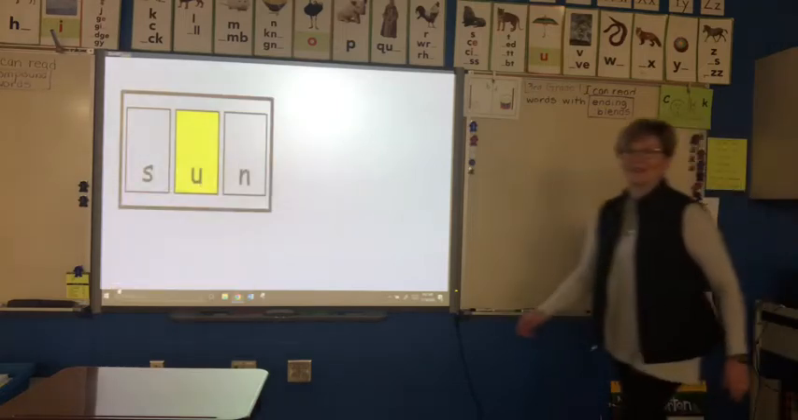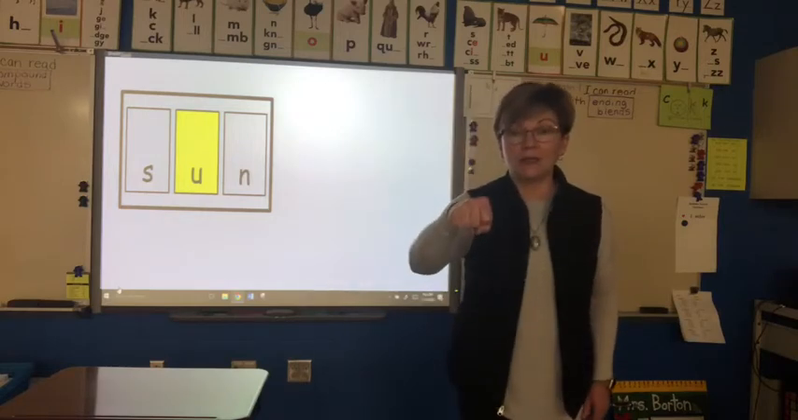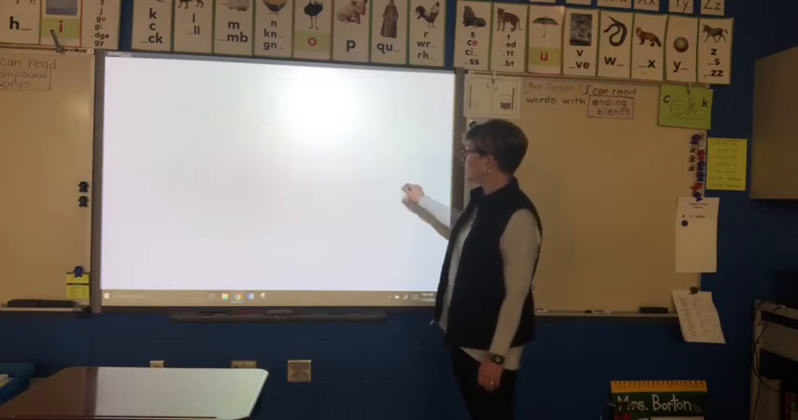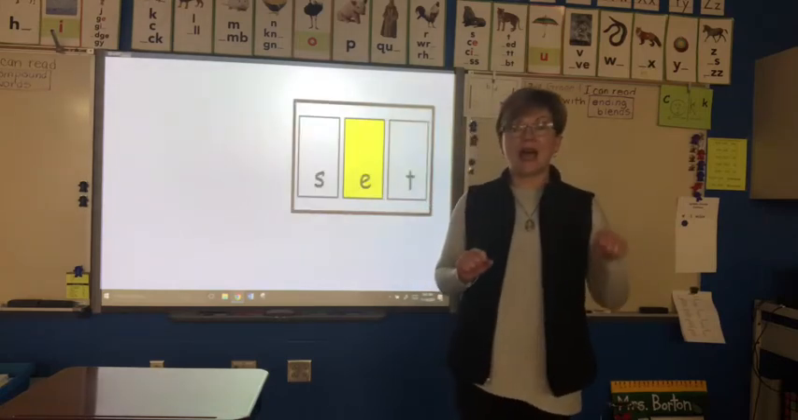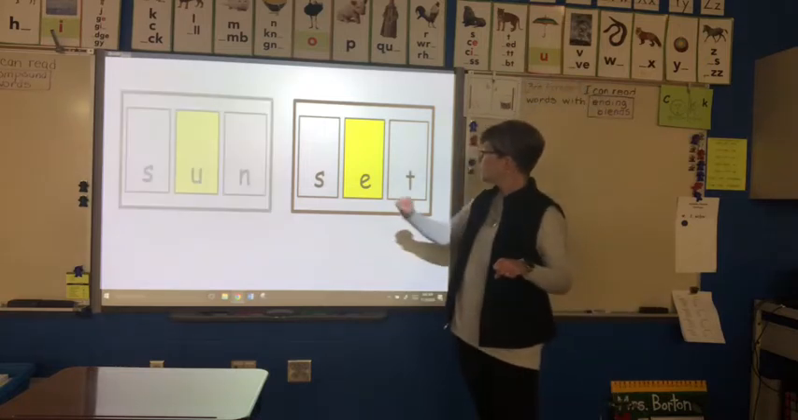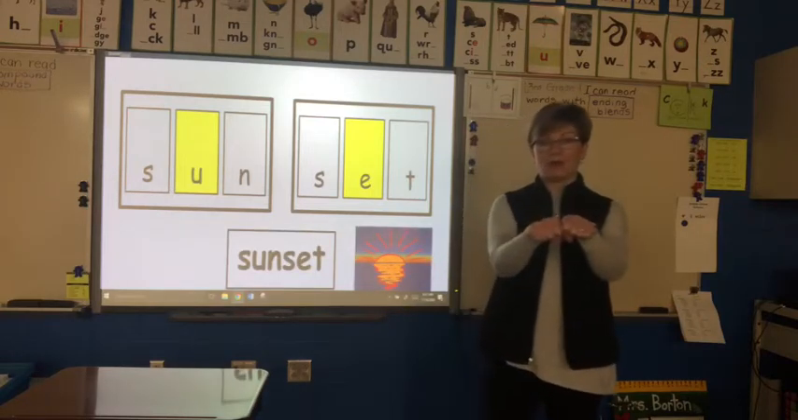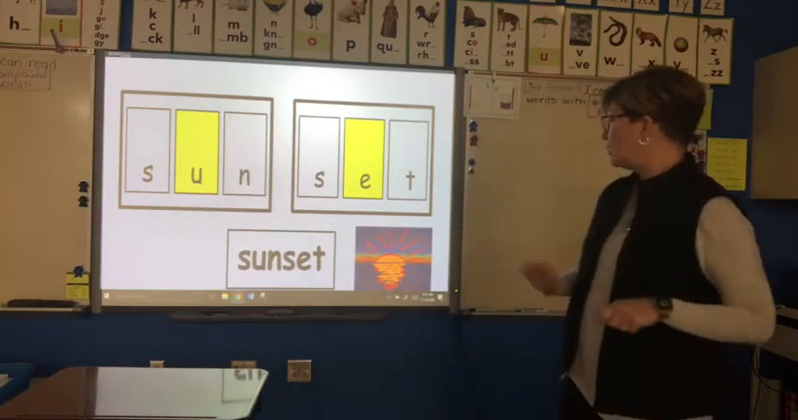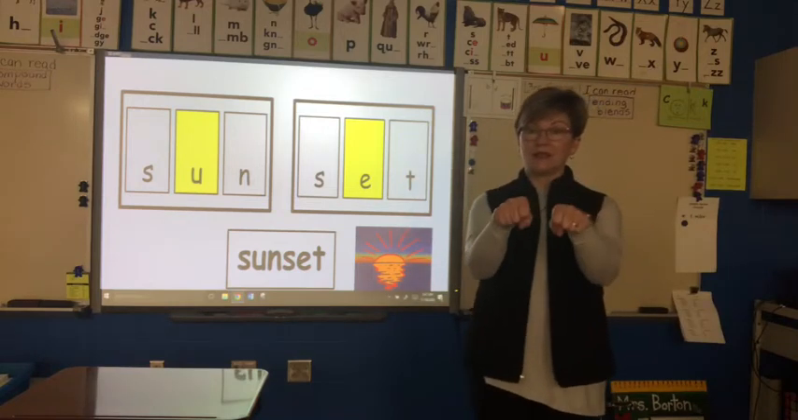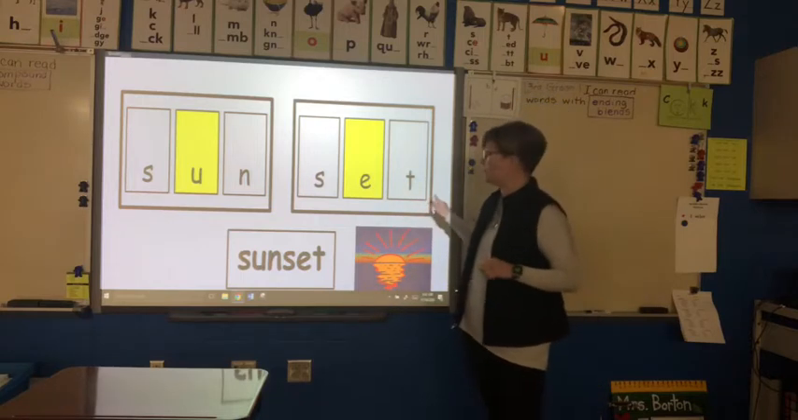Okay, so I have this word that comes up, sun. It's a 1-syllable word with 3 sounds. Let me get rid of that and bring up another word, set. Sun, set, sunset. If I put those together, I've got a compound word, and I can put meaning to it: when the sun sets below the horizon, that's the sunset. So I'm just reviewing some compound words really quickly before we move on.